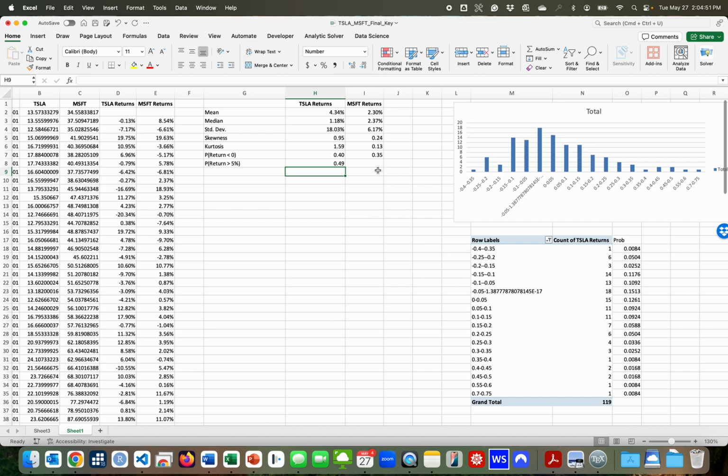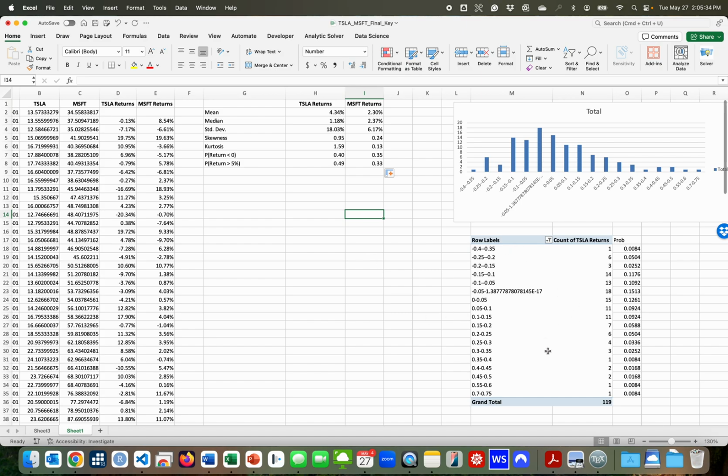So 0.49 for Tesla and 0.33 for Microsoft. So the probability that we observe a return greater than 5% is higher for Tesla than it is for Microsoft. So we would assume, if these two values are the true means and these two values are the true standard deviations, and it's truly normally distributed, we would assume returns greater than 5% more often for Tesla than we do for Microsoft.